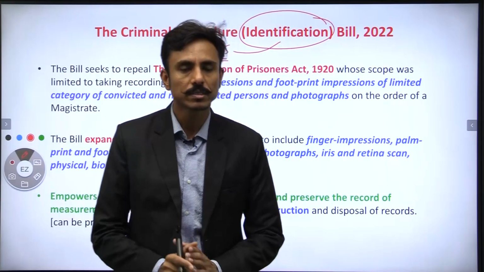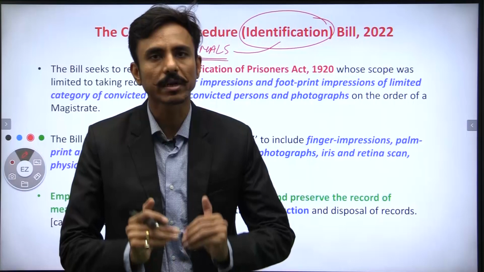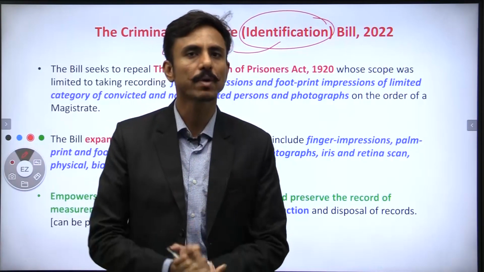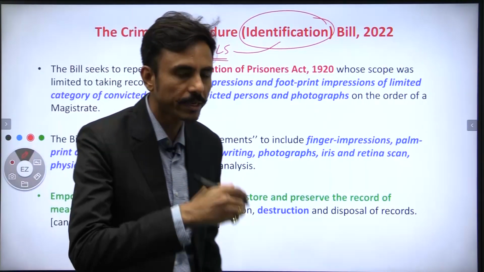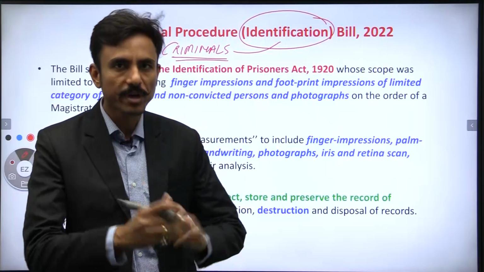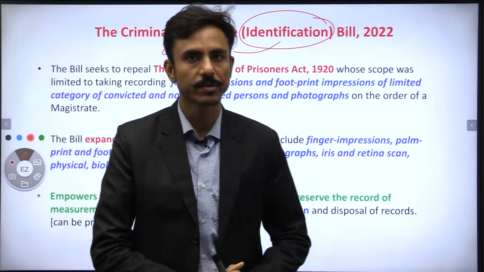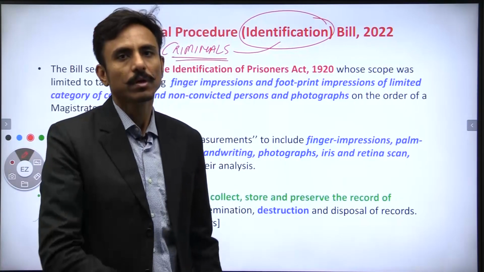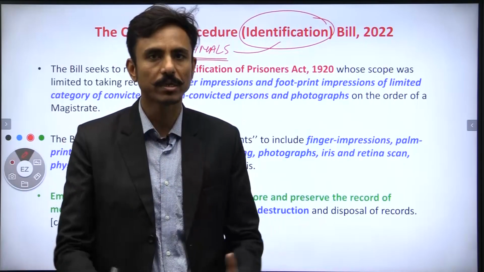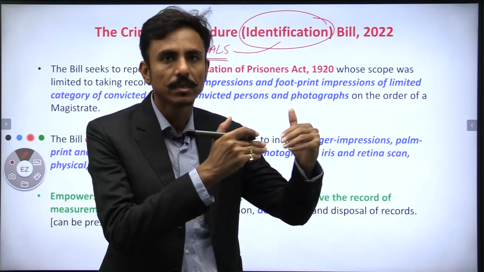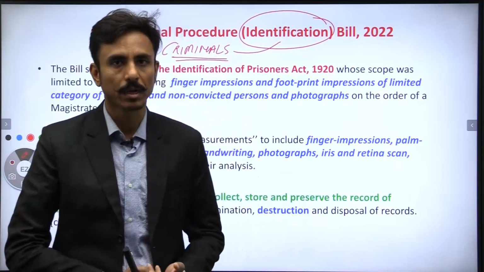We must understand, students, that with the advancement of technology, there has been an increasing trend of different scientific methods used by criminals in the commission of offenses, right? So therefore the government decided to increase the scope of the measurements, the samples that the police collects for identification of the criminal, right?